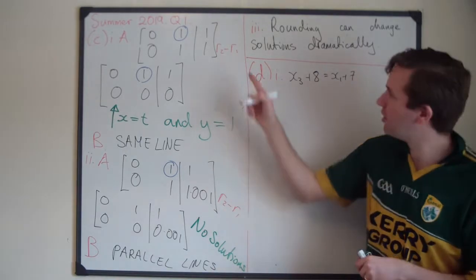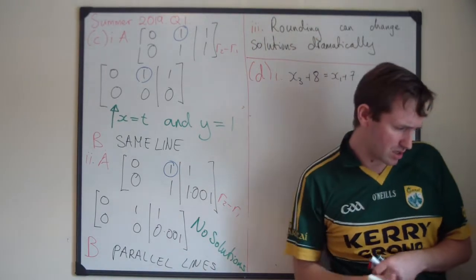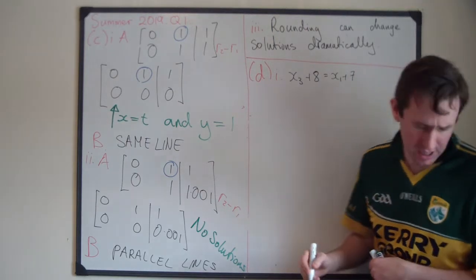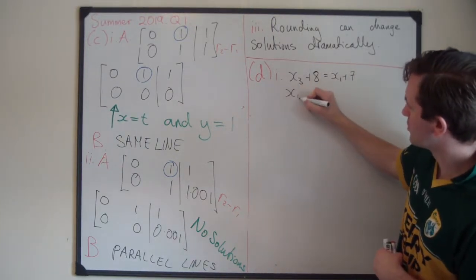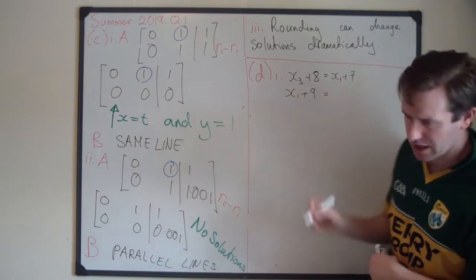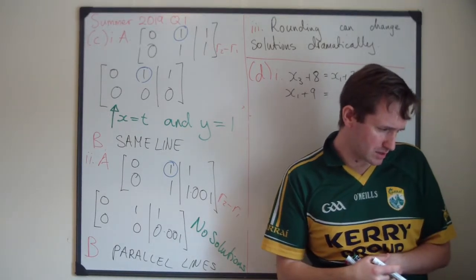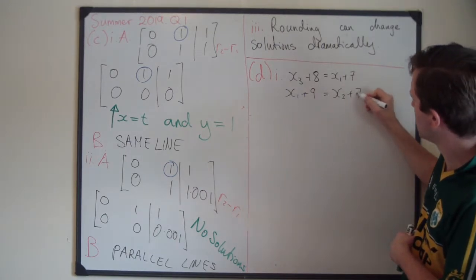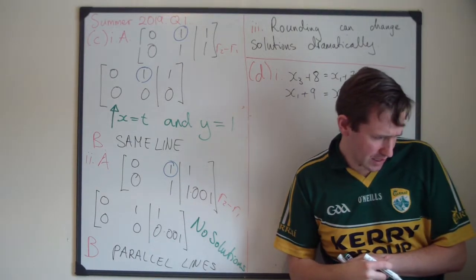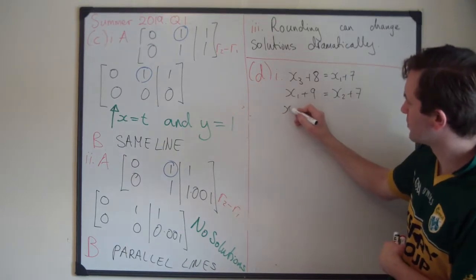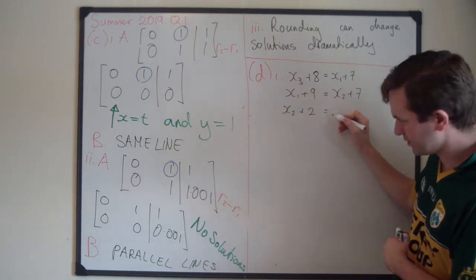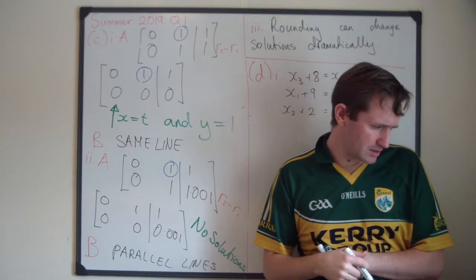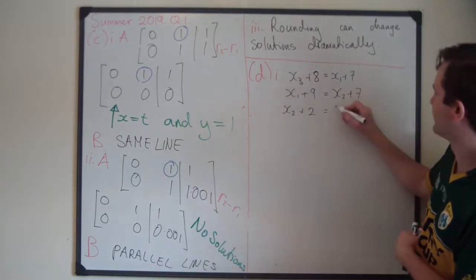Then up over here, you have another junction. Flow in, I see x1 plus 9. Flow out of that junction, I see x2 plus 7. And flow into the other junction, I see x2 plus 2 equals the flow out of that junction, I see x3 plus 5.